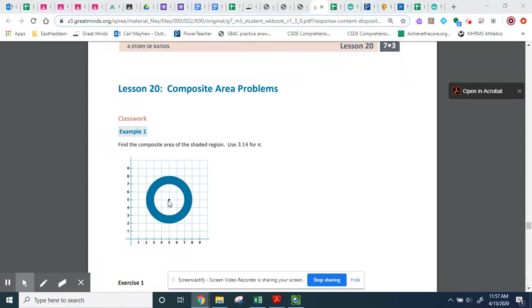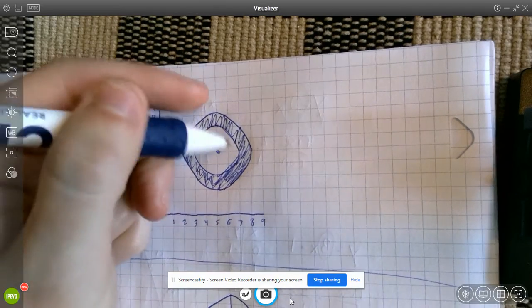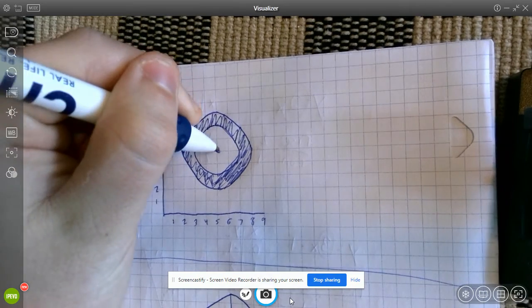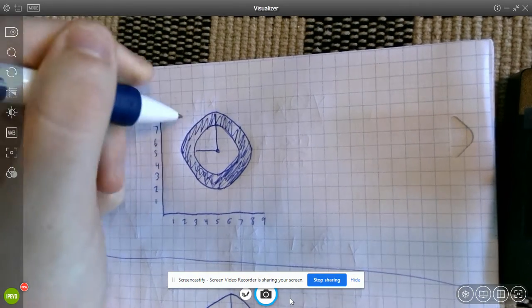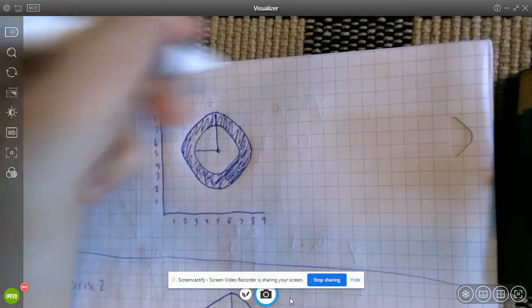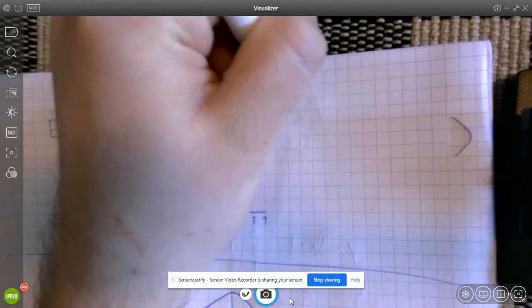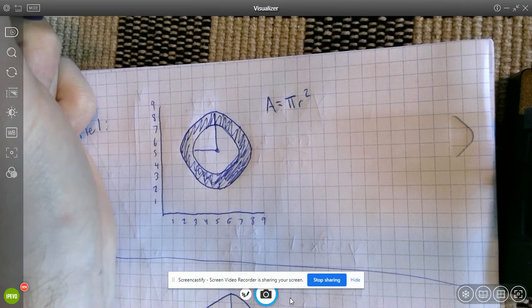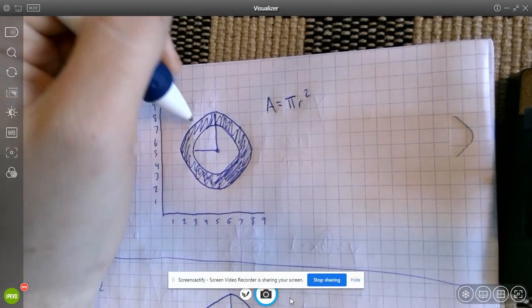What we'll see is that the radius of this smaller circle is 2 units, while the radius of the larger circle from the center to the outside is 3 units. If I'm showing you on here, we've got 2 units as our radius for our small circle, counting 2 squares, and we've got 3 units for our radius of the larger circle. Now remember, to find the area of a circle, our formula is pi r squared, or pi times the radius squared. So what we're going to need to do is find the area of both these circles.